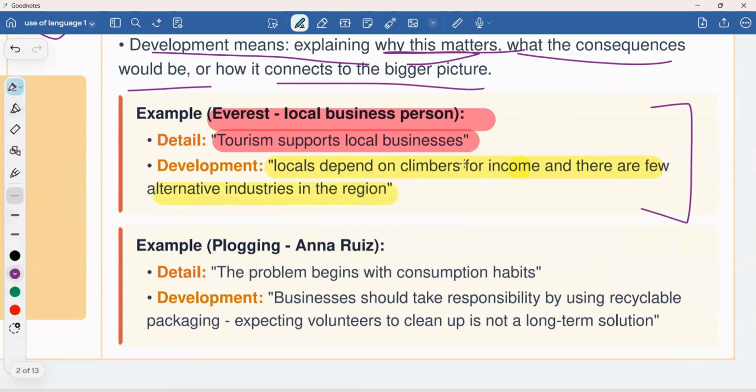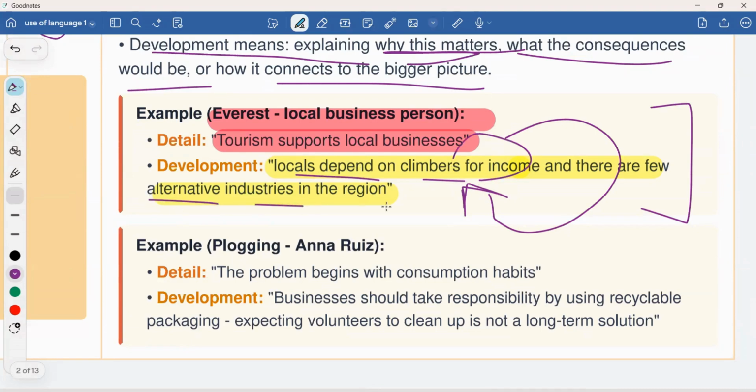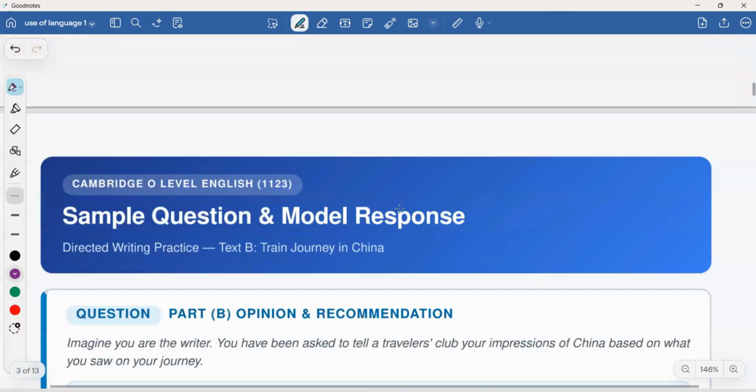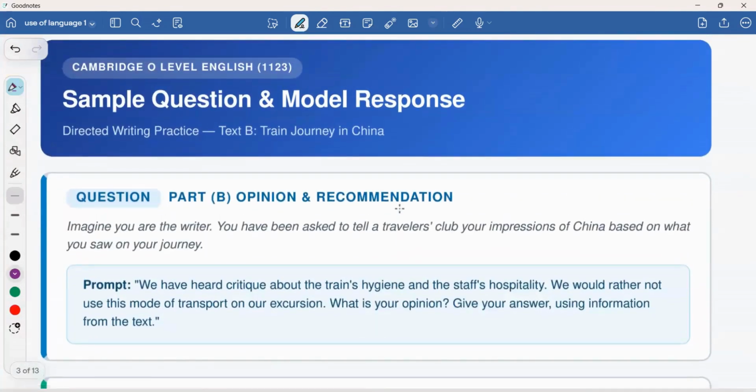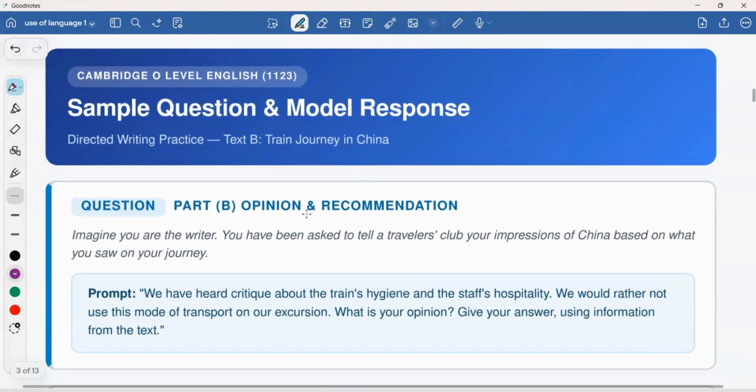So, what have we done? We have proved, by giving this impact, this result, this example of the local businesses, that tourism is supporting local business. This is how we are proving it: locals depend on climbers for income, and there are no other alternative industries in the region. Now I'm going to give you a proper example. Just hang on for 5 minutes, and you will understand the answer very easily.